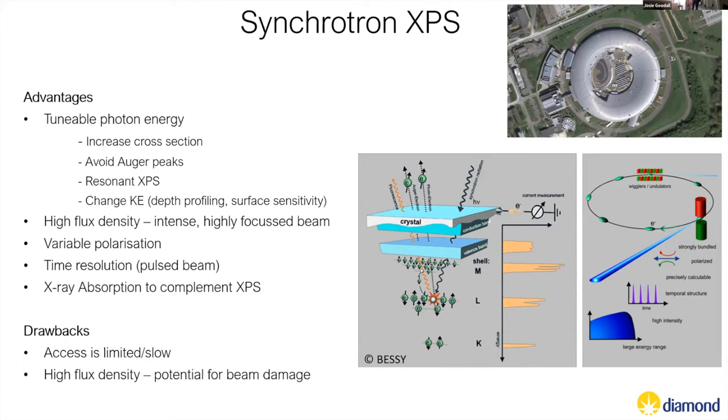We can also do resonant XPS. And this is a thing where we tune our photon energy right to the absorption edge that we want to look at. And this massively increases the signal that we get. And finally, we can change the kinetic energy of our photoelectrons. So we can do depth profiling in a non-destructive way.